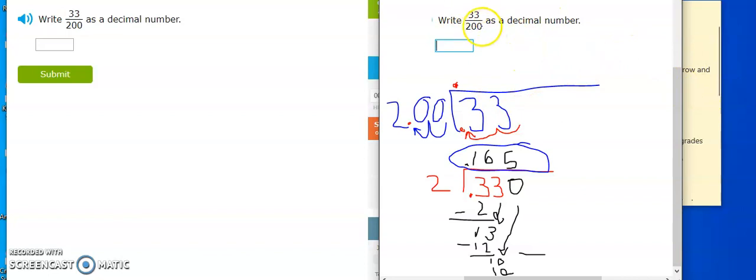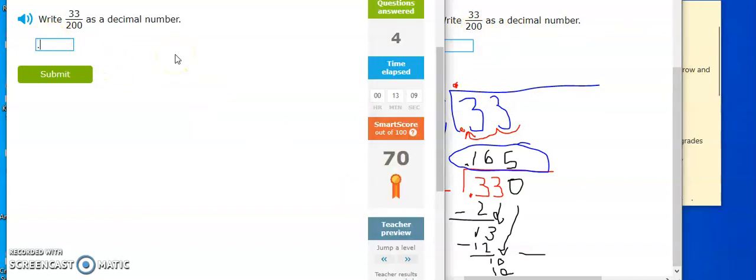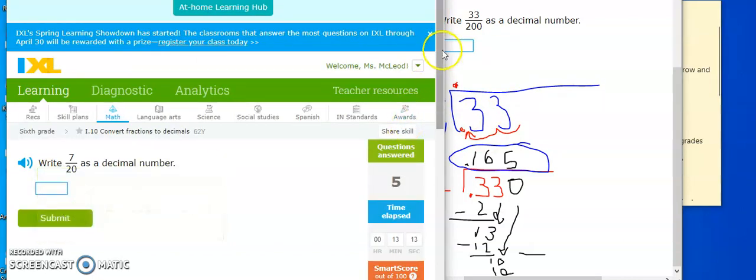Okay, so that one took a little bit longer, but it was a similar idea, the exact same idea to what I was doing before. I'm just taking this fraction and turning it into a division problem. So 0.165, and that should be my answer.